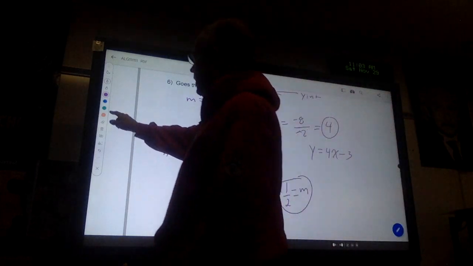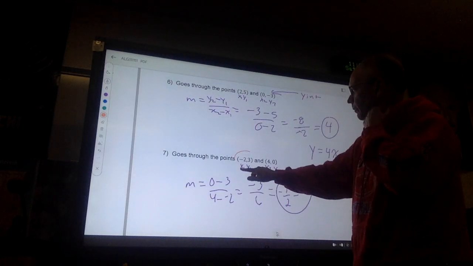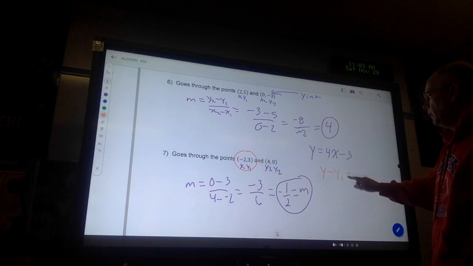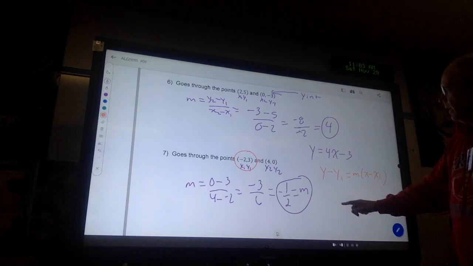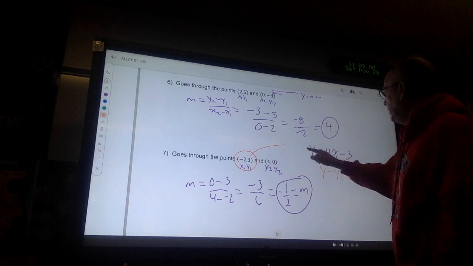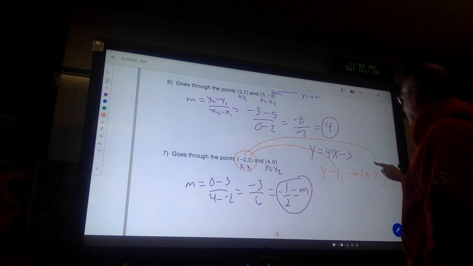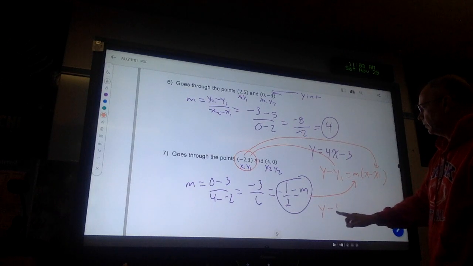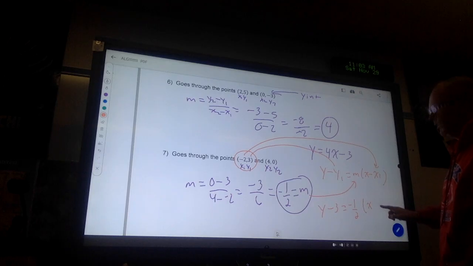And then we have to pick a point. It doesn't matter which point we pick, so I'll pick this one. That's called x1, y1. So we're going to use point slope, which is y minus y1 equals m times x minus x1. And I'm going to plug things in. So this 3 plugs in for our y value. This negative 2 plugs in for our x value. And then we have our slope here. So we're going to get y minus 3 equals negative 1/2 times x minus minus 2. So minus minus 2 is plus 2. So this is the equation.